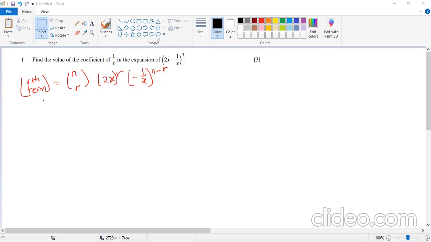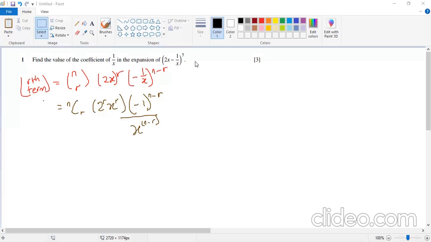Now let's simplify this a little bit. This is just nCr. You can write it like that, or nCr like that. And then here, this is 2 to the power of r, x to the power of r. Ta-da! Both the things are there. Then this is negative 1 to the power of n minus r over x to the power of n minus r. So these are two things left.